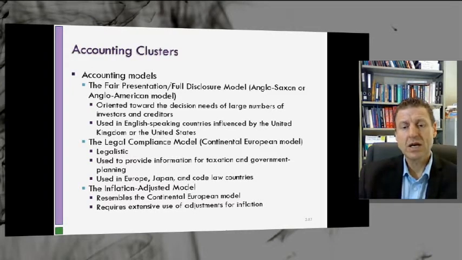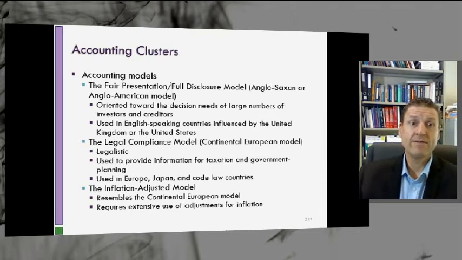And let's look at these accounting cluster models now. This is to help us better understand the differences in accounting around the world. So we have different accounting models, the fair presentation and full disclosure model. And that's really promulgated by the Anglo-Saxon or Anglo-American model. So you're talking about Britain, UK, Canada, all the Commonwealth countries, some of the European countries.